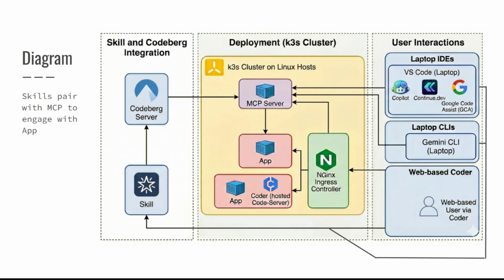Now, as far as usage goes, you can see my skill was hosted over in Codeberg, but that could be GitHub or GitLab. And then once I had that skill, I pulled it in and I used it in the web-based coder. I can do it in Gemini CLI or Claude on the laptop. And I can use it in Copilot in VS Code or Continue Dev or GCA on VS Code. So all these things can use my skill, and they all talk to the MCP server to talk to the app in a reliable way.